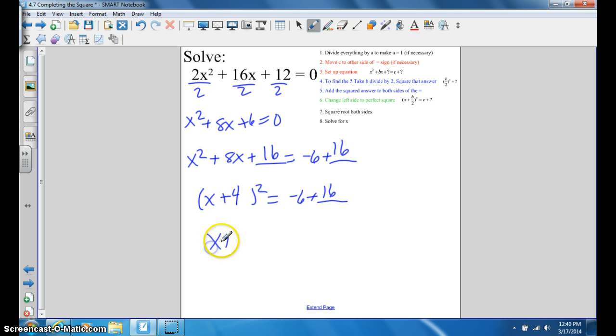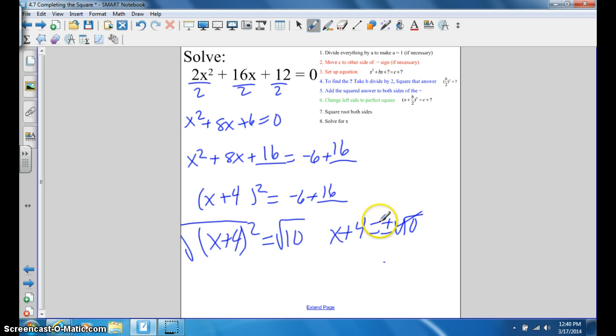So we have x plus 4 squared equals 10. And solve. Square root each side. So we have x plus 4 equals plus or minus the square root of 10. Remember, we're solving quadratics. We need 2 answers, so when we take the square root of each side, we got to add in the plus or minus. And then subtract 4 from each side. And the square root of 10 does not break down. So we have x equals negative 4 plus or minus the square root of 10.